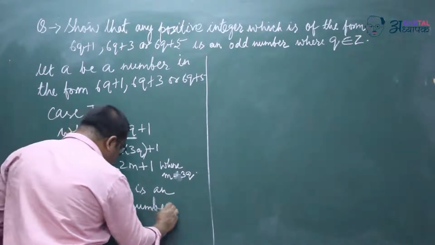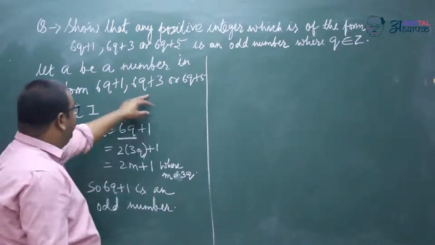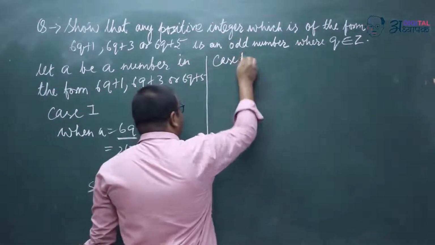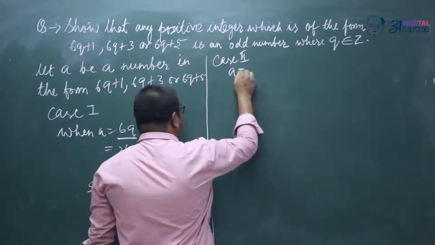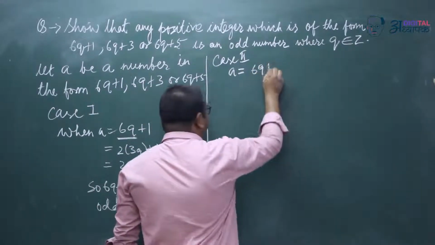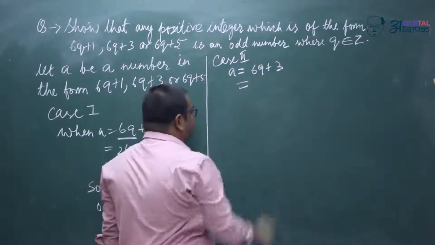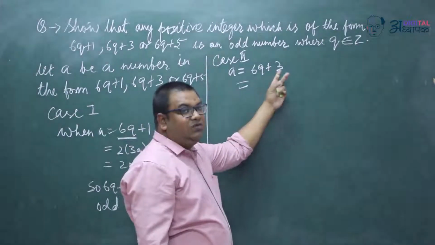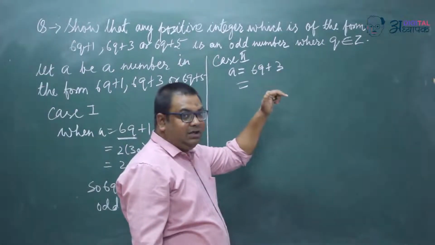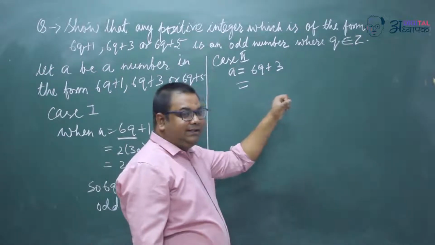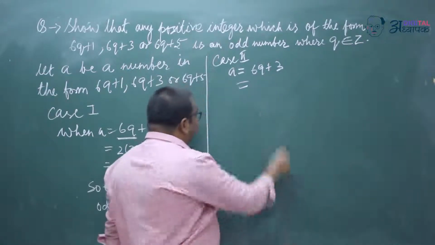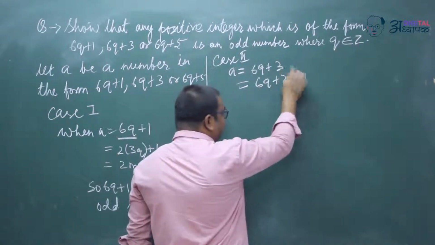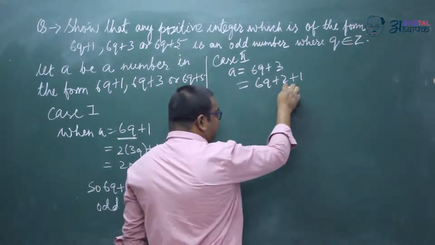Now the same process I have to repeat for case 2 and case 3. So our case 2 is when A is equal to 6q plus 3. Dear students, now what we have to do, we have to bifurcate this. We have to divide it into 2 parts. One part which is divisible by 2 and the other part which is not divisible. So we can write it as 6q plus 2 plus 1. 2 plus 1 is 3. 2 is divisible, 1 is not divisible.